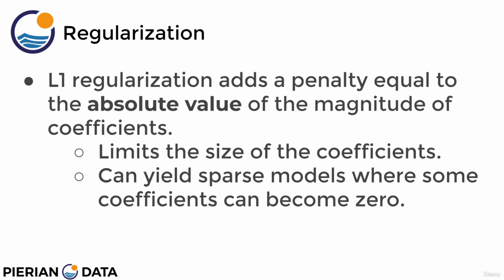Let's discuss first L1. L1 regularization, recall that's lasso regression, adds a penalty equal to the absolute value of the magnitude of the coefficients. So what this does is it limits the size of the coefficients in the regression equation. Keep in mind that this can yield sparse models where some coefficients actually become zero. We've already seen in our discussions on polynomial regressions that coefficients can get very small. When it comes to something like L1 regularization, it will go ahead and just treat those as zero, which can help you decide which features are not even to be considered in regards to your model's output.